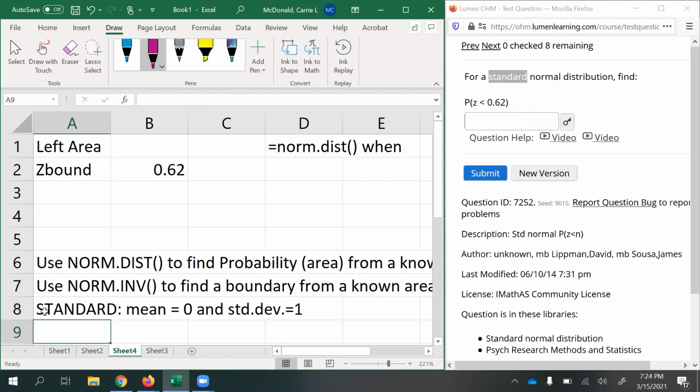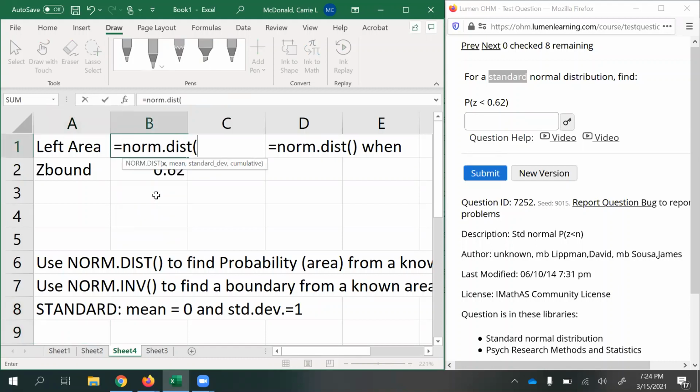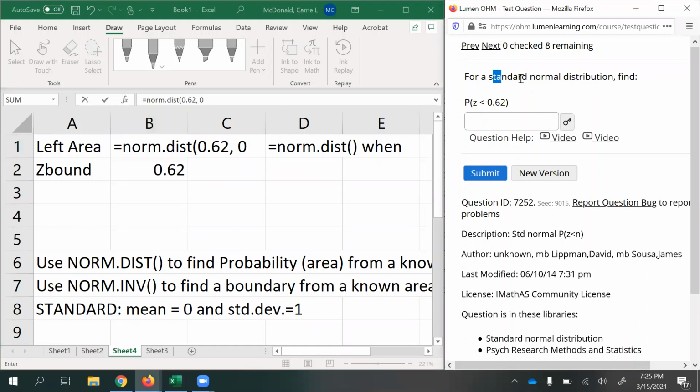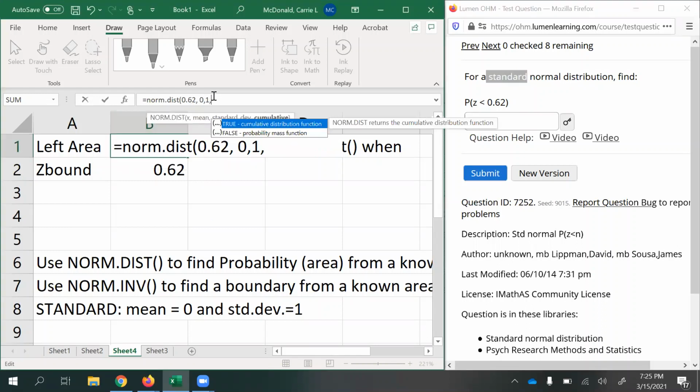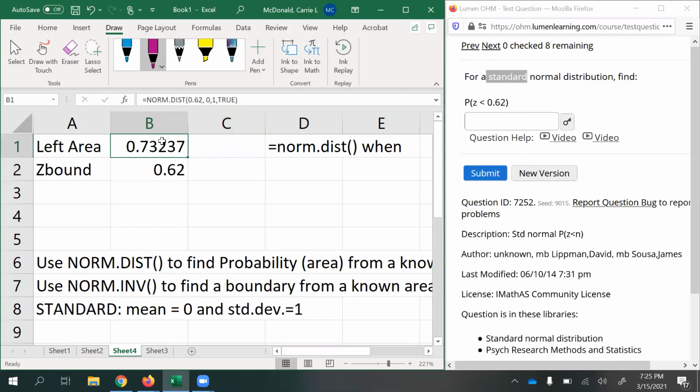Okay, so now that I know I'm supposed to use NORM.DIST to find this area, I'm going to put in my z boundary of 0.62, then my mean of 0, because it says it's a z-score, and if it's a z-score or if it says standard, either one, if you see a z or if you see the word standard, that means your mean is 0 and your standard deviation is 1. And we're always going to choose true for cumulative. So there will never be a time that you should ever choose false. Great, and then we have our answer for that.